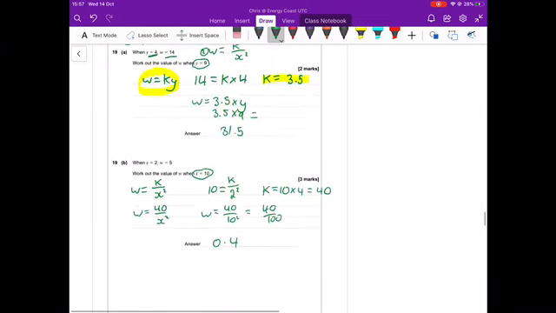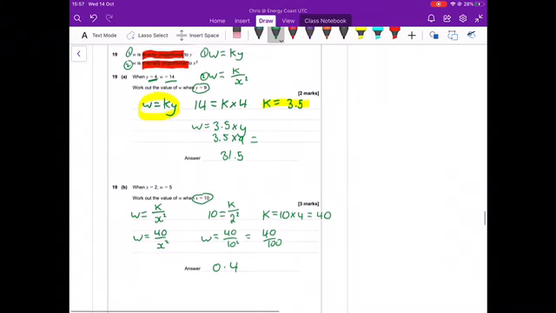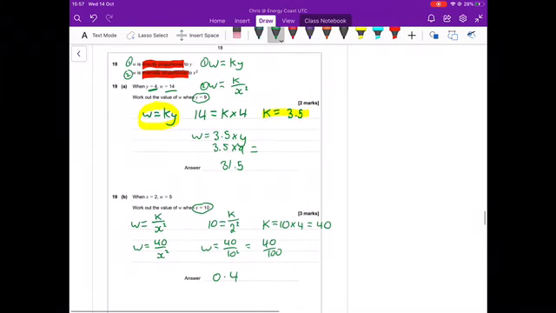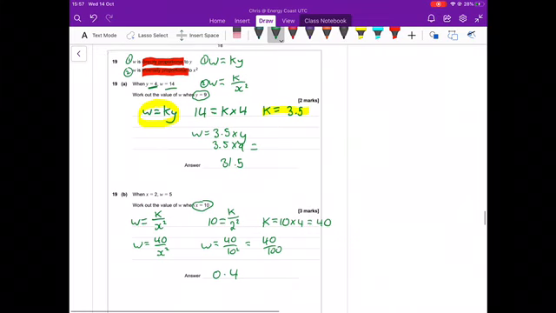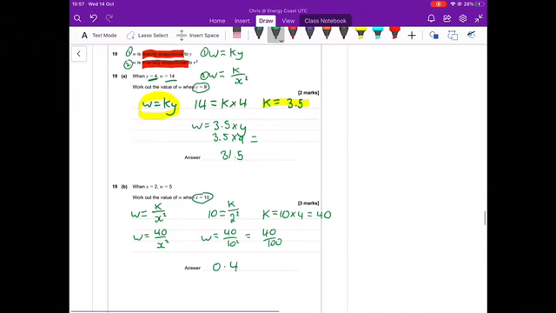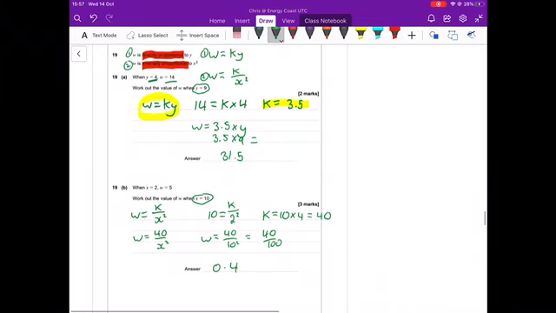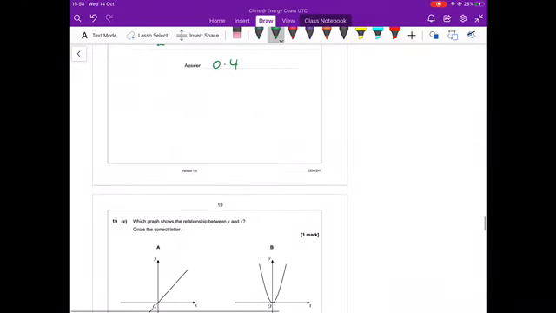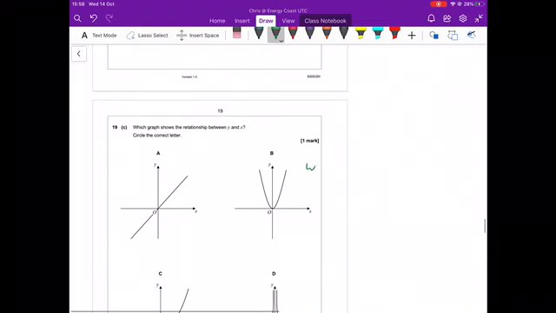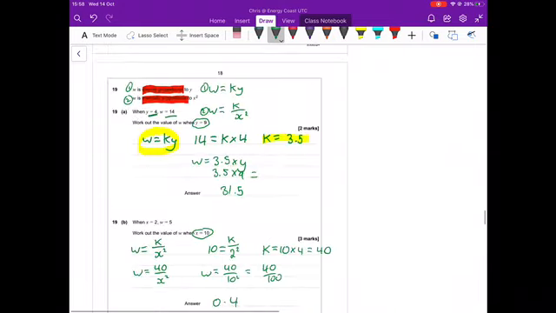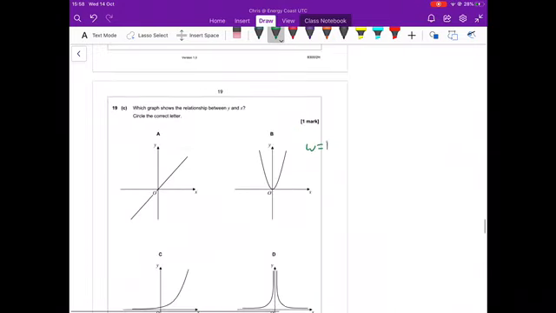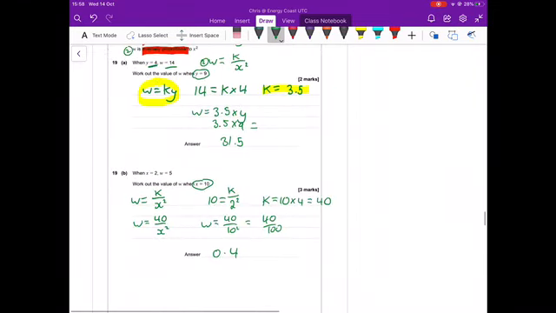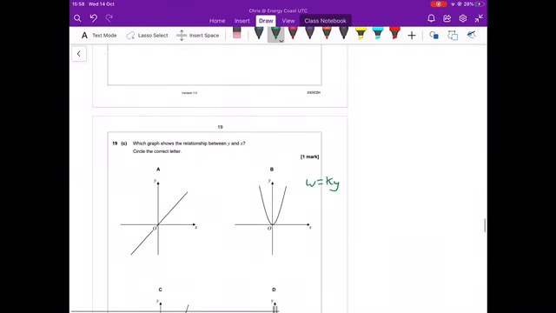Which graph shows the relationship between Y and X? Let's have a look. Oh, this is quite a bit harder than what I thought it was. I will do it. I'll give you the answer basically. I've got these two equations. I'm going to do my working out here. W equals KY. And your other one is W equals K over X squared.